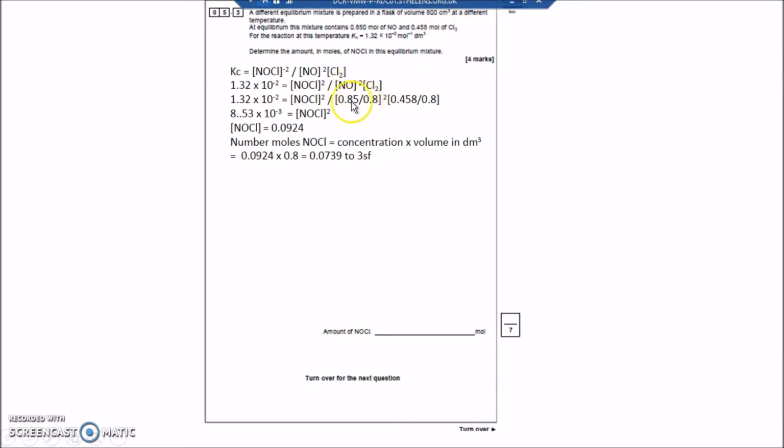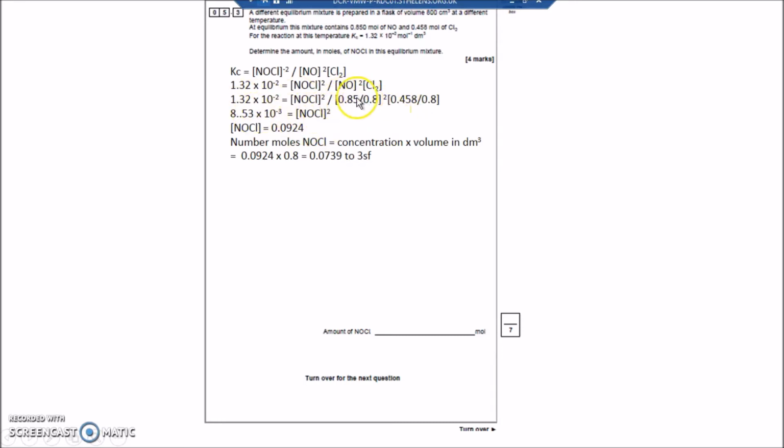So NO's concentration is 0.85 divided by 0.8, still to the power 2 here for my expression, and this one 0.458 moles of Cl2 divided by 0.8 again, so the concentration is number of moles divided by volume, and they're in the same flask, so 0.8 is my volume. So I can work these out. 0.85 divided by 0.8 squared, 0.458 divided by 0.8, and multiply those.